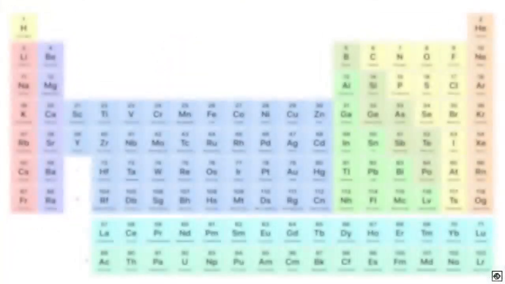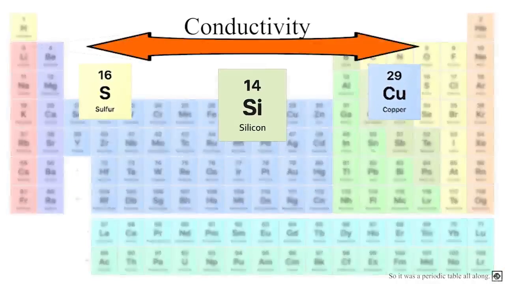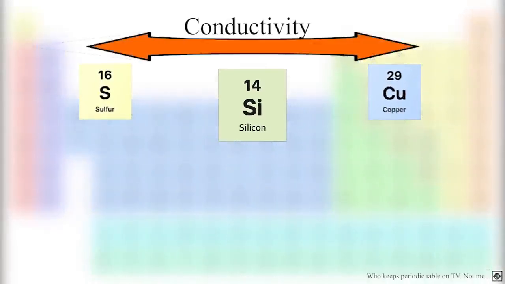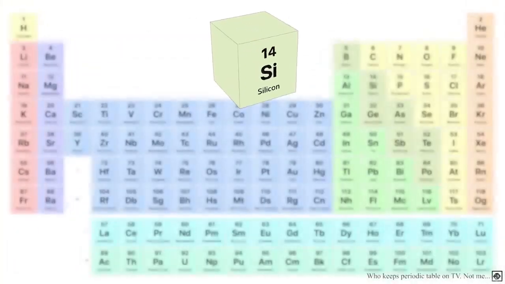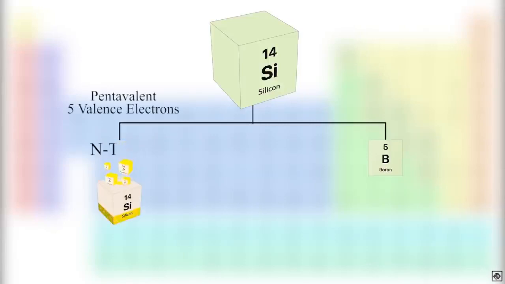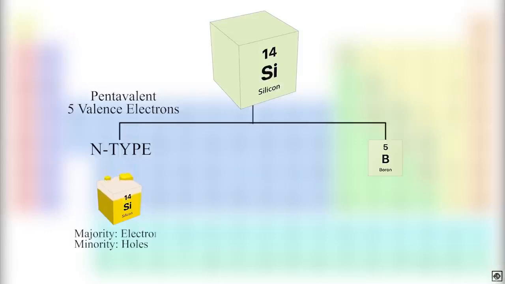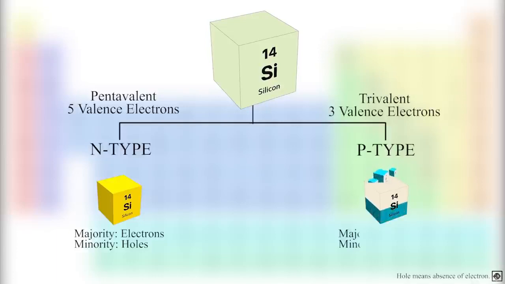A MOSFET is made from a semiconductor material such as silicon. Semiconductors have conductivity between conductors and insulators. Hence, to make a semiconductor a good conductor, we introduce impurities in the pure crystal. There are two types of impurities that are added. If the impurities are pentavalent, then the resulting semiconductor is N-type. In N-type, electrons are the majority of charge carriers. And, if the impurities are trivalent, then the resulting semiconductor is P-type. In P-type, holes are the majority of charge carriers.